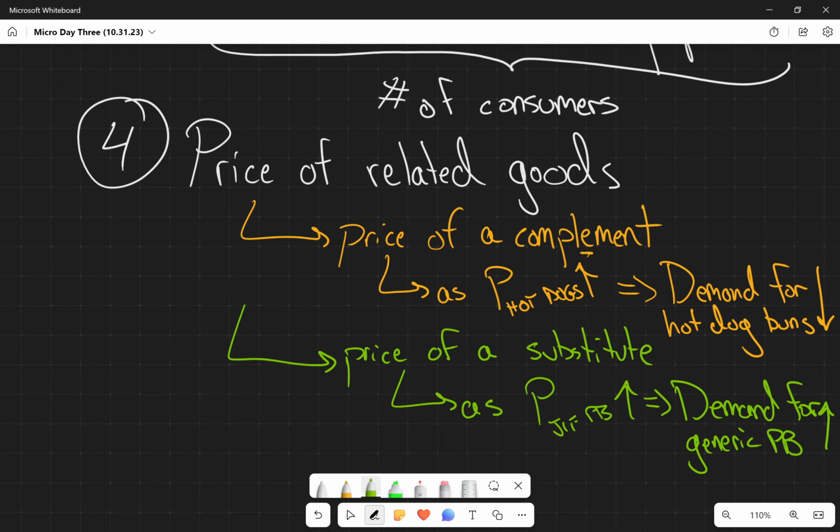I can't taste the difference between regular peanut butter and generic peanut butter, or name brand peanut butter and generic peanut butter, right? And again, we look towards the data to actually benchmark these things and figure out whether or not they are in reality substitutes or complements of one another. Questions on related goods?